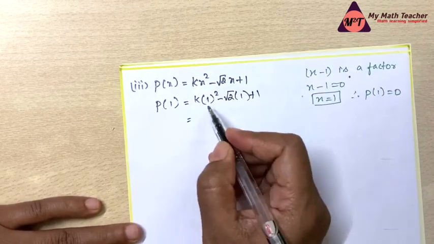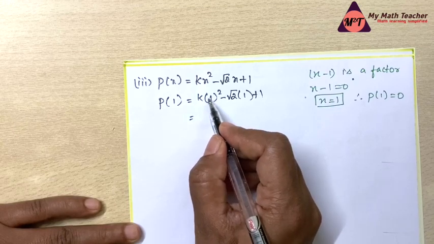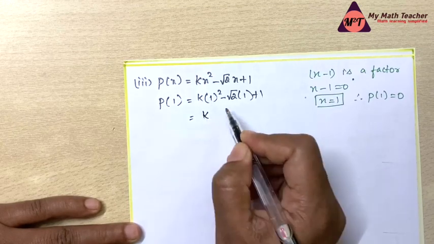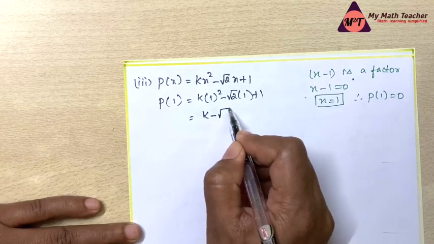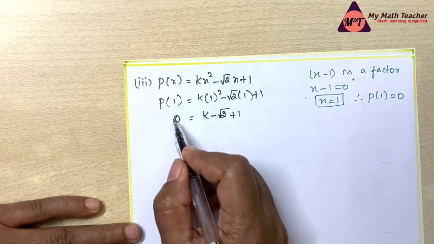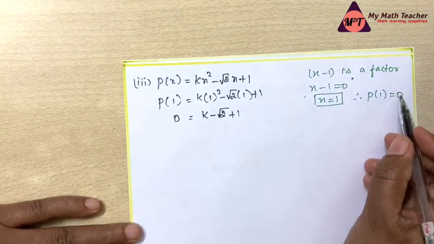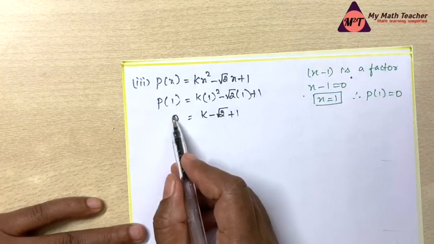Now expand this. 1 square is 1. 1 into any number is that number. 1 into k will be k. Minus root 2 into 1. 1 into any number is that number, root 2, plus 1. Left side we can write it as 0 because p of 1 is equal to 0. So instead of p of 1, we can apply 0 on the left side.